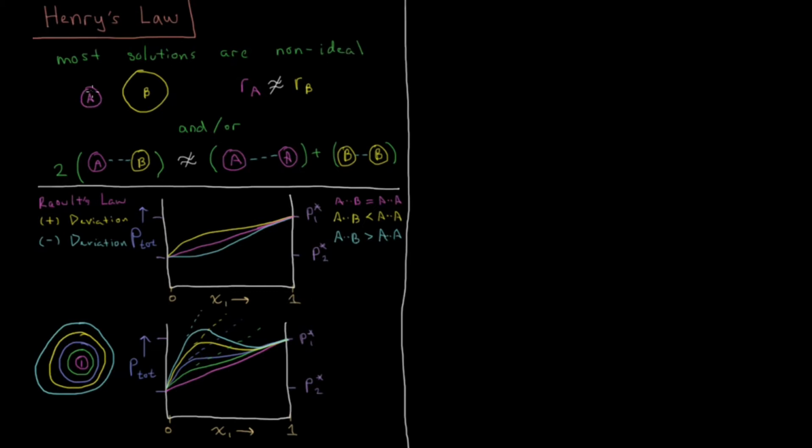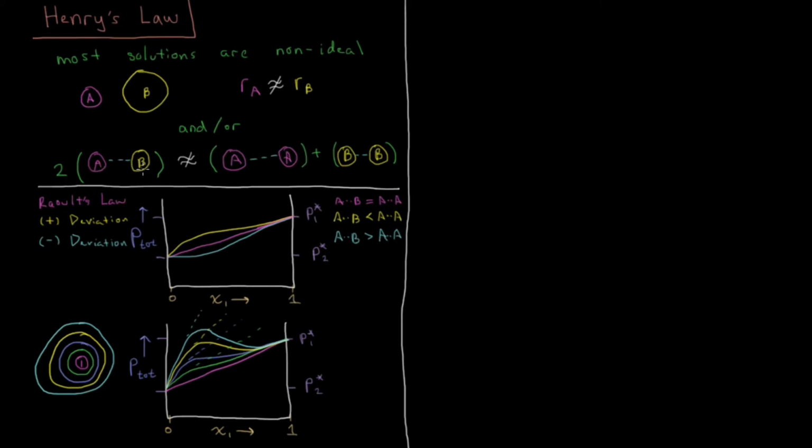You could have the following case where you have molecule A, which is much smaller in size than molecule B. So in general, if there's a large discrepancy, then the solution won't behave ideally. And it can either be that, or if you have interactions between the different components in the solution that are not approximately equal to the interactions between the same types of components in the solution.